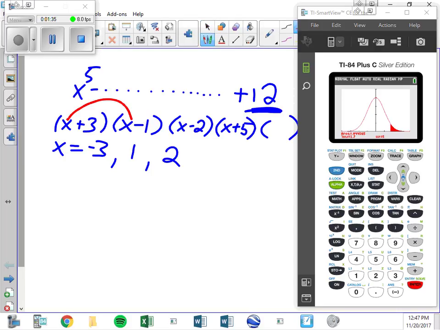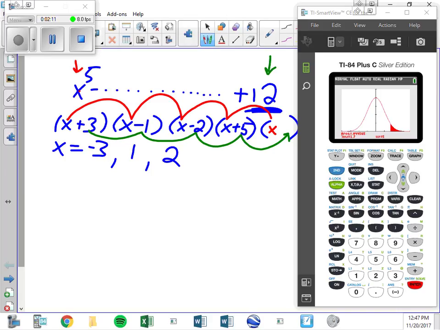This times this times this times this times whatever's there equals x to the fifth. Right? When you do the multiplications, all of the original x's will combine to be x to the fifth. Where does the 12 come from? The 12 is actually this times this times this times this times whatever goes there. Those numbers multiply to be 12.